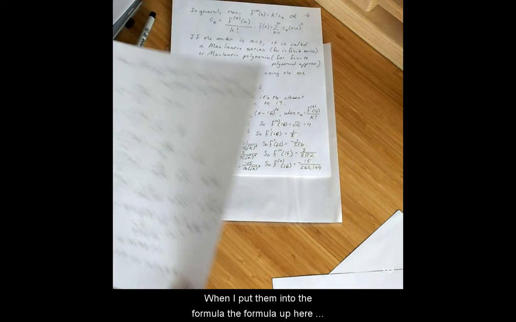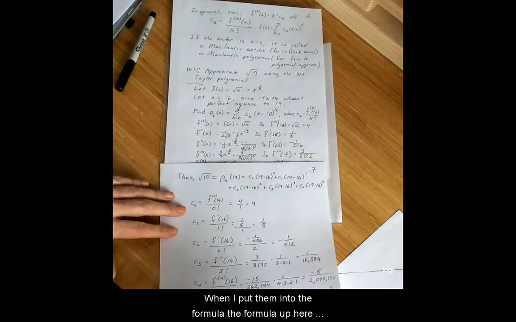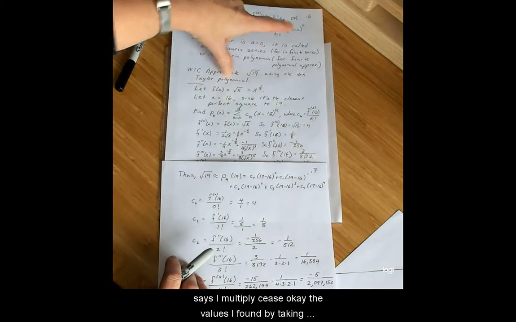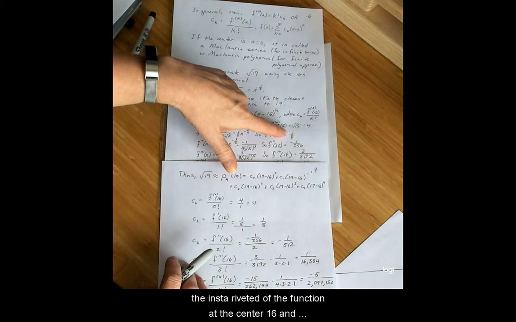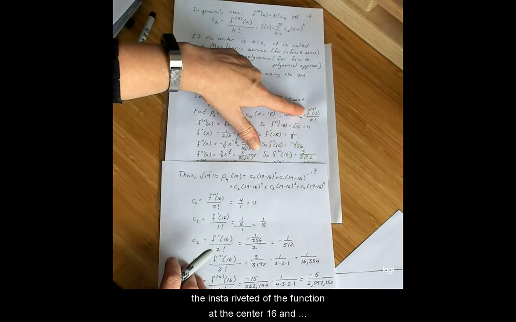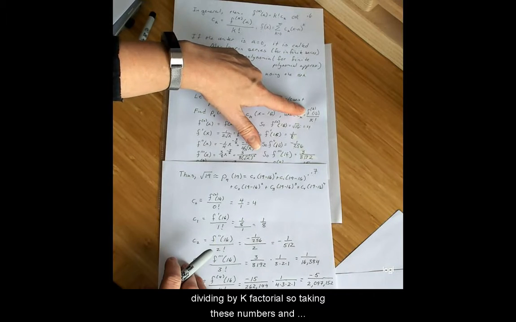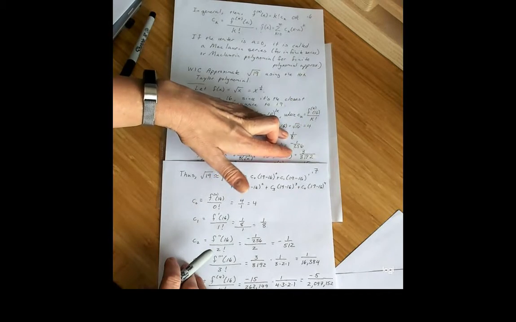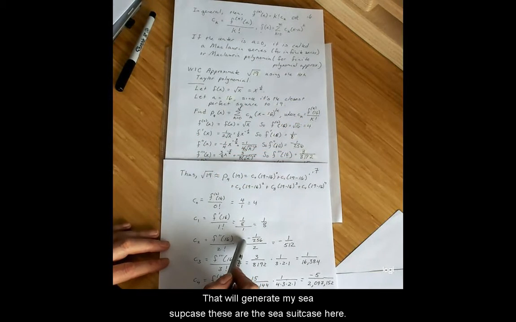When I put them into the formula up here, it says I multiply by c sub k, the values I found, by taking the kth derivative of the function at the center 16 and dividing by k factorial. So taking these numbers and dividing by k factorial, that will generate my c sub k's.